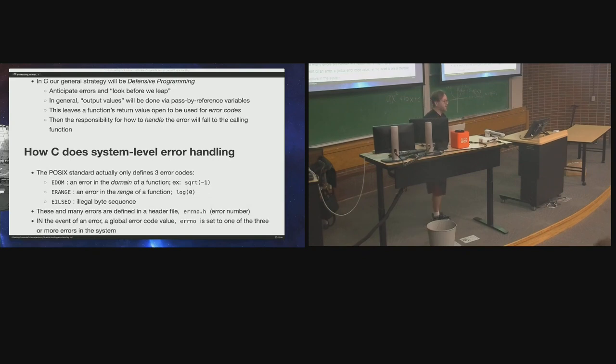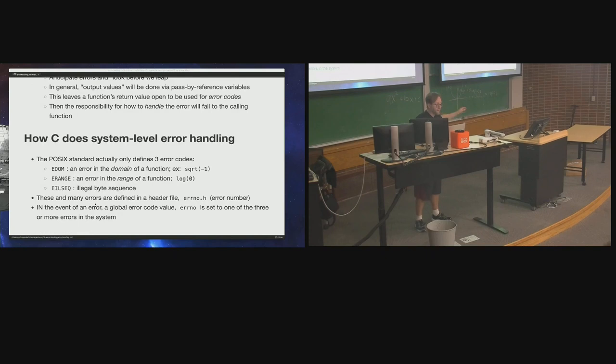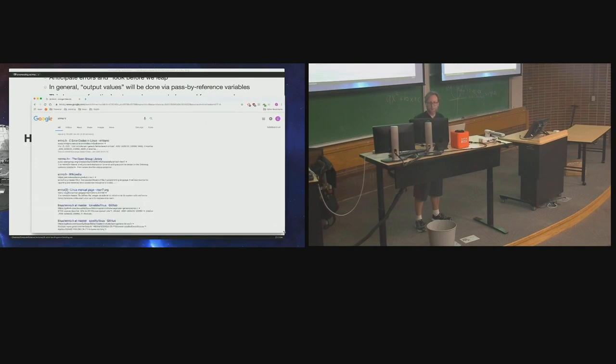And then you can check this. Did an ERANGE error occur? Did an EDOM occur? Did an illegal byte sequence occur? Or did some other error occur? POSIX compliant systems only require these three, but I will show you what all the others look like. I'll just go ahead and search for errno.h, the source code, and this will bring it up here.